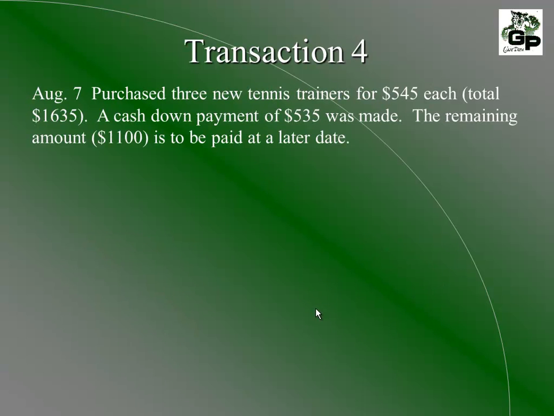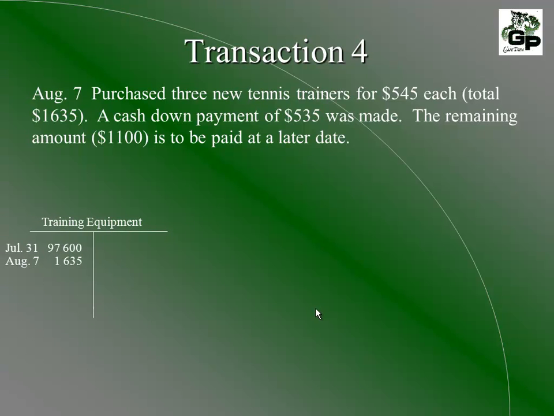On August the 7th, for transaction number 4, they purchased 3 new tennis trainers for $545. The total of this transaction was $1,635. They didn't pay all of it with cash, they only paid $535. The remaining amount, $1,100, will be paid at a later date. So this is a transaction where we have more than 2 accounts affected.